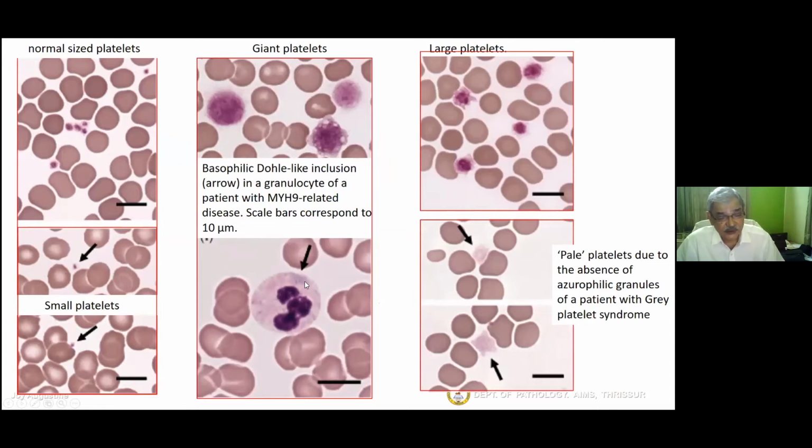Incidentally, it is important to remember that Döhle bodies can normally be seen in neutrophils. And those neutrophils generally will have toxic granulation because they are associated with infection. However, in May-Hegglin anomaly, the Döhle body is seen in neutrophils which do not have toxic granules. And now you have the large platelets, and then you have the gray platelets or the pale platelets. In gray platelet syndrome, the platelets tend to be larger.